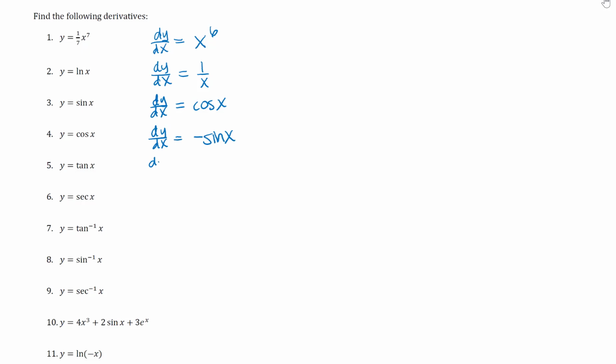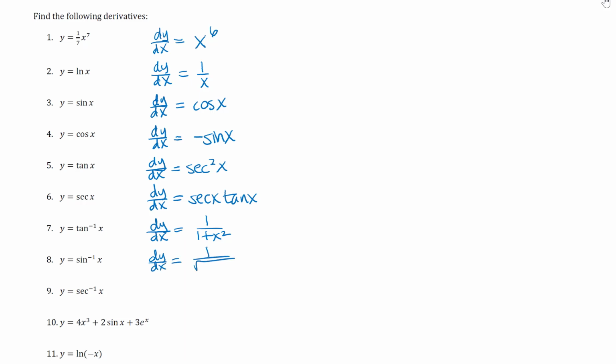The derivative of the tangent function is secant squared of x. Derivative of secant, hopefully you remember that one, secant x tangent x. All right, these inverse trig ones, a lot of people have trouble with these, so hopefully you've got those down now though. Derivative of tangent inverse of x is 1 over 1 plus x squared. Derivative of sine inverse of x is 1 over the square root of 1 minus x squared.